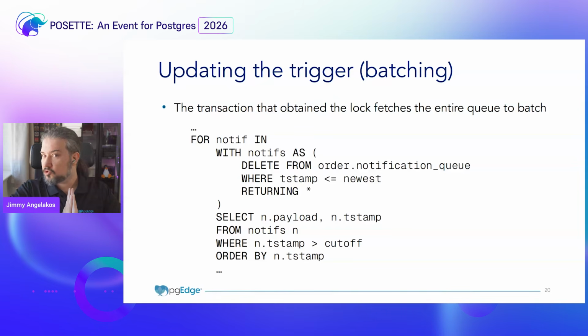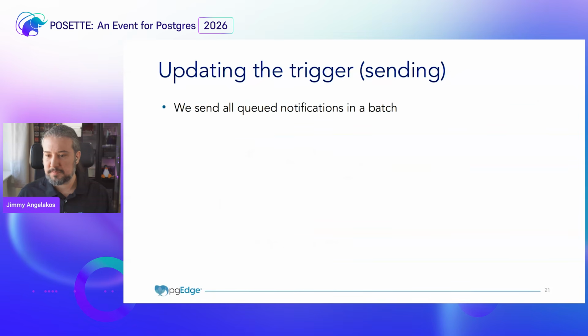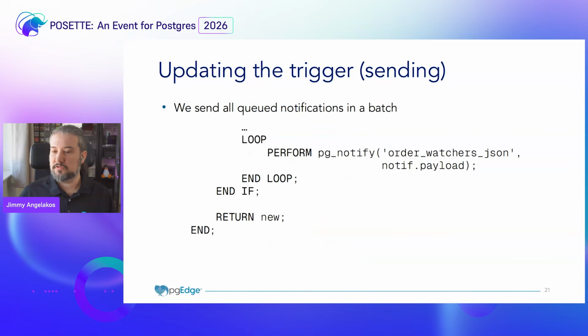Now we have fetched the notifications from the notification queue table, and we just loop over them and send them in a batch. So we perform, now that we have the lock and we know that there's no one else who can obtain this advisory lock and try to send notifications at the same time, a perform PG notify to our channel, the payload, and that's the entirety of the loop.